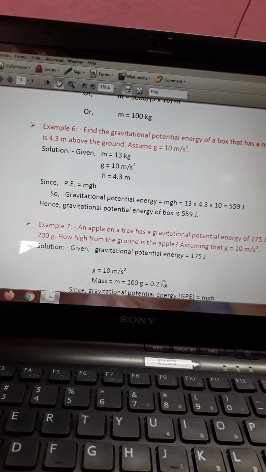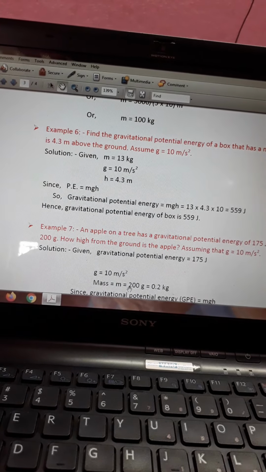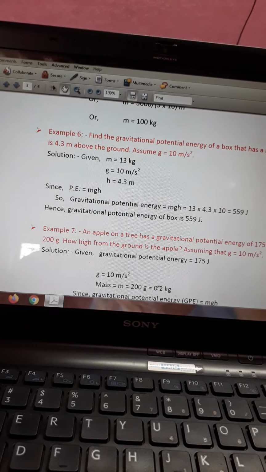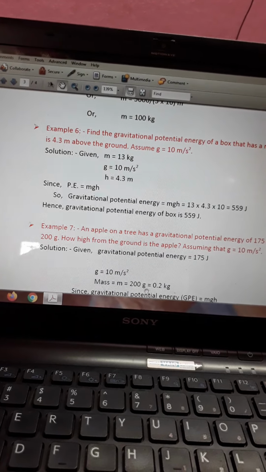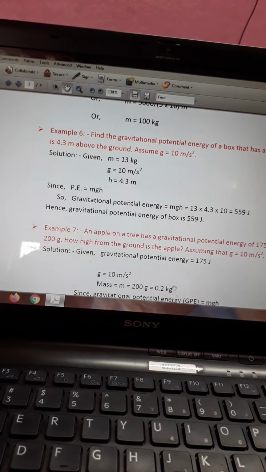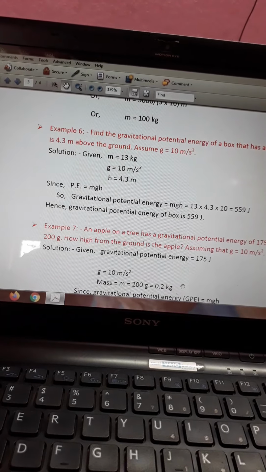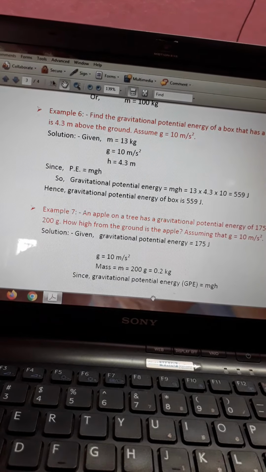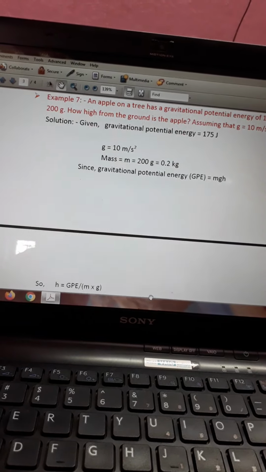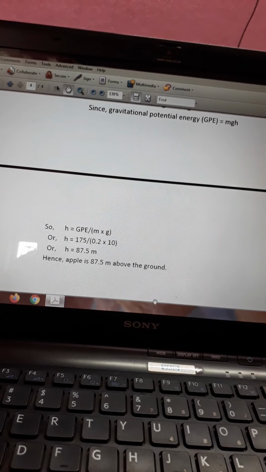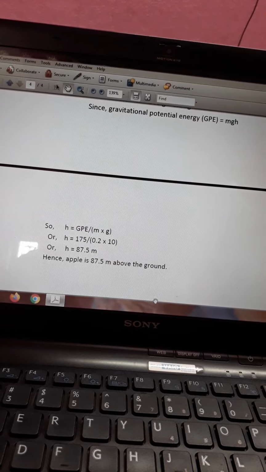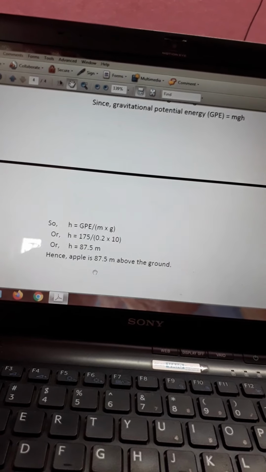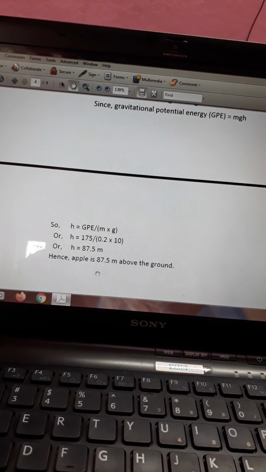So we have to convert it into SI, because one unit is in CGS and the other unit is in SI. That will make confusion and your answer will not be correct. So we have to convert it into the same unit. This is in CGS, you have to convert it into SI. So 0.2 kg. Now since gravitational potential energy equals to mgh, you put those values in the above expression and get h is equal to 87.5 meter. Hence the apple is 87.5 meter above the ground.